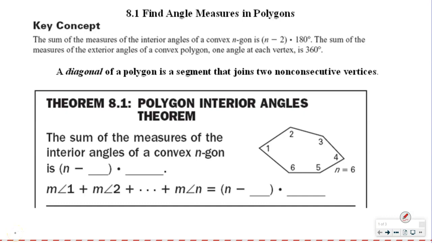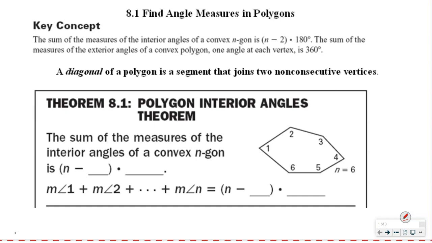All right, class, new unit, Unit 7, first section, 8.1, find angle measures and polygons. Now this unit is mostly over quadrilaterals, four-sided figures, but we do need to understand some basic things about polygons. So that's what this section is going to be focusing on, just polygons in general.